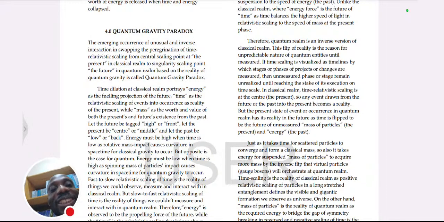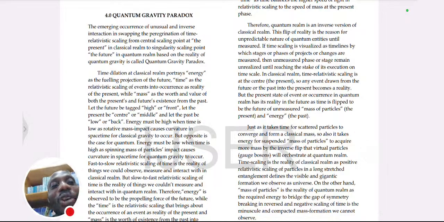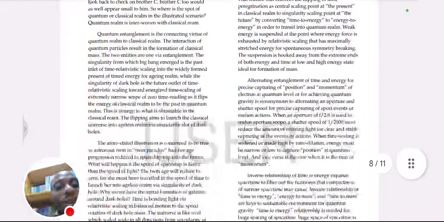I realized there is this quantum gravity paradox. The imagined occurrence of unusual and inverse interaction in swapping the peregrination of time relativistic scaling from central scaling point at the present in classical realm to singularity scaling point the future in quantum realm based on the reality of quantum gravity is called quantum gravity paradox. So that is another thing I discovered.